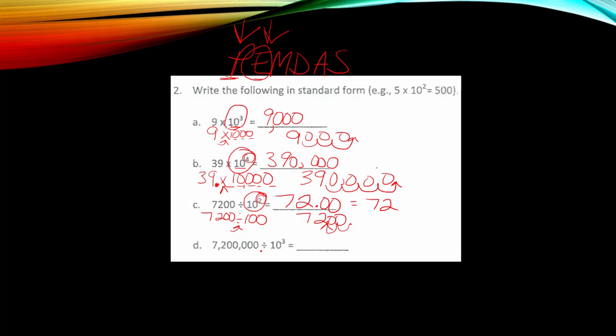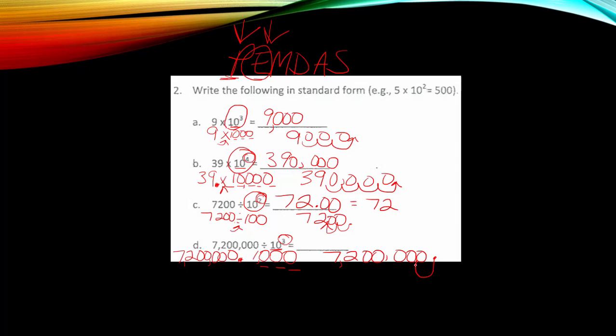7,200,000 divided by 10 to the 3rd power. 3rd power gives us 3 zeros because we're dealing with tens because it's 3 copies. So we have 1, 2, 3. So that would be 1,000. So where is our decimal when we cannot see it? It's at the end. Okay, so we are going to move it to the left because we are dividing, so the number is going to get smaller. We're going to move it 3 times because there's 3 zeros.